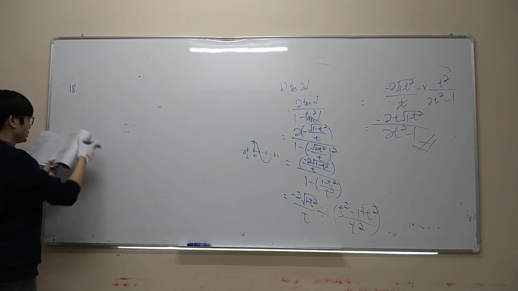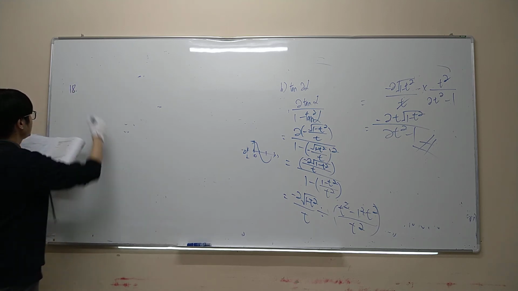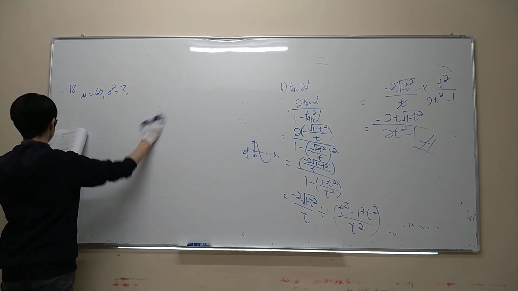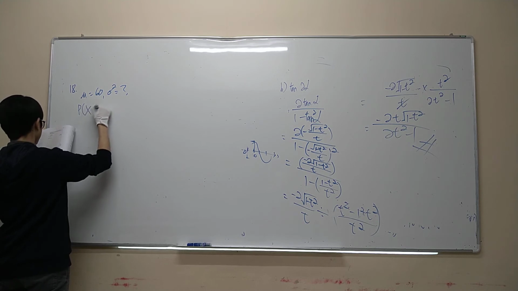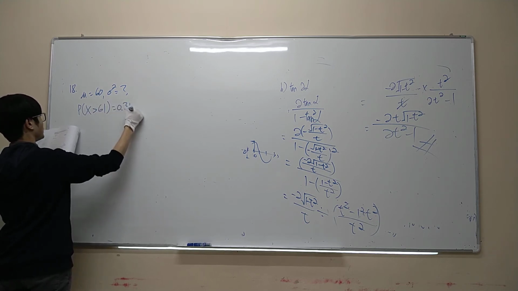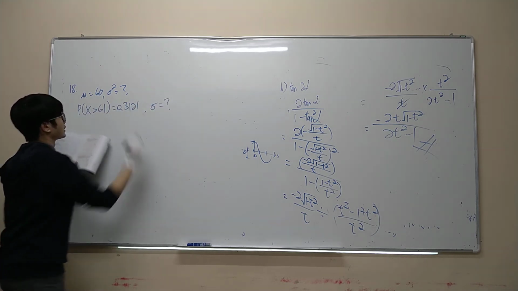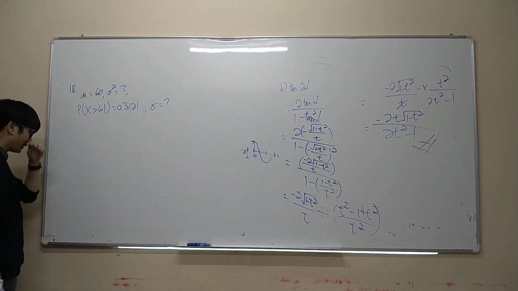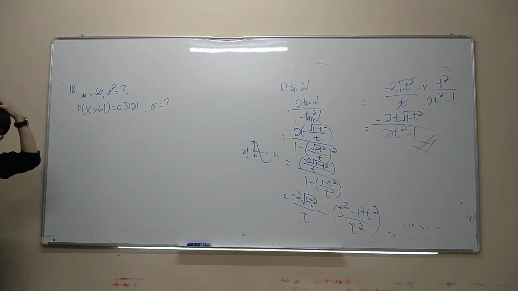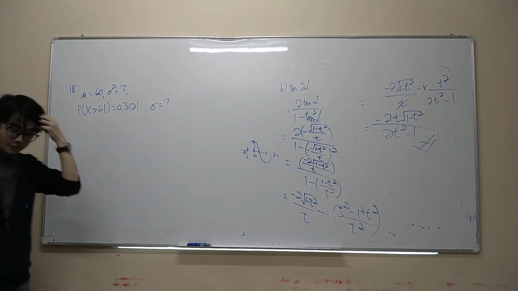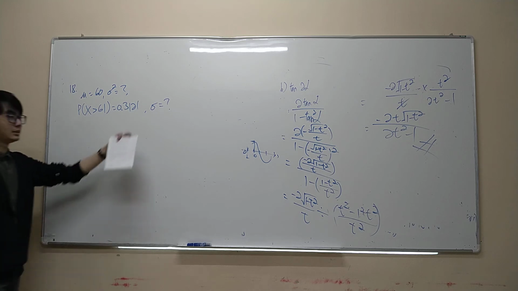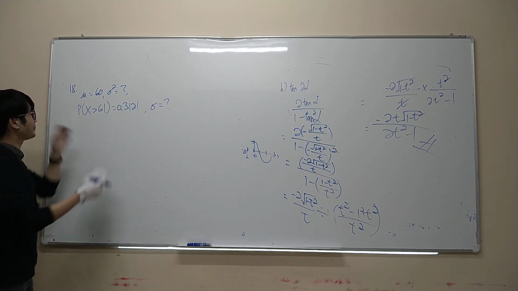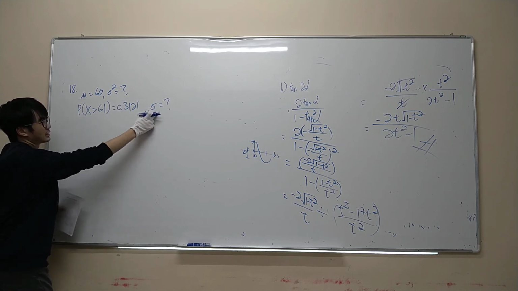18 is a probability distribution. A random variable x has a normal distribution. Mean 60, variance, and then P(x bigger than 61) equals 0.3121, and then standard deviation. Okay, ini soalan dia. Macam mana nak cari? You already see the word normal. So normal, use the table. So mean is 60. Variance tak lagi. And then they say this, and then nak cari standard deviation.